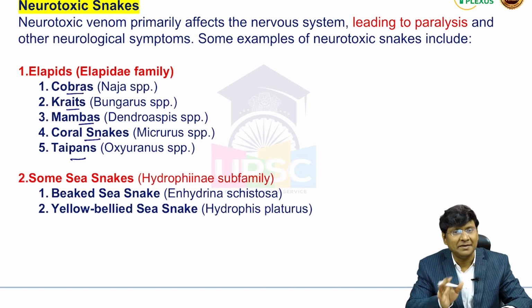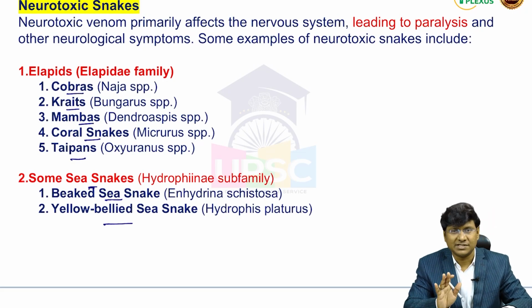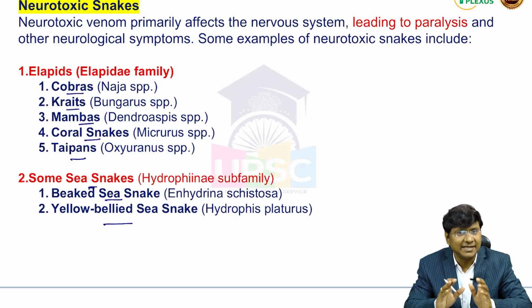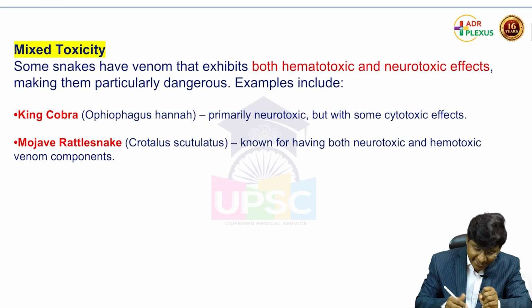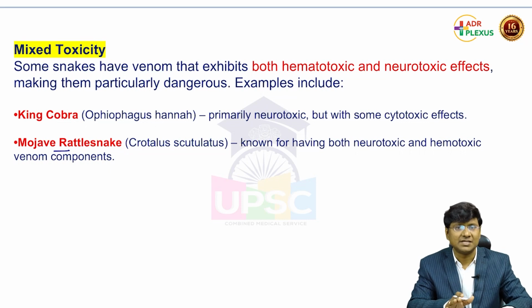But some elapids are hematotoxic. Example: tiger snake as well as the brown snake. And some sea snakes which are neurotoxic are the beaked sea snake and yellow-bellied sea snake. So these are the neurotoxic, and some snakes have mixed toxicity. That means they have both hematotoxic as well as neurotoxic effects. The examples are the king cobra and one more rattlesnake, that is the Mojave rattlesnake. So these are the ones which have mixed toxicity, both hematotoxic as well as neurotoxic effects.